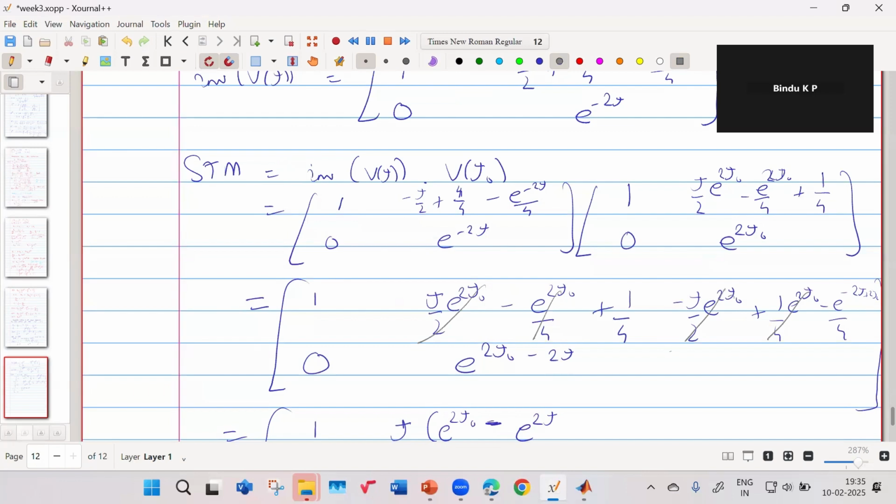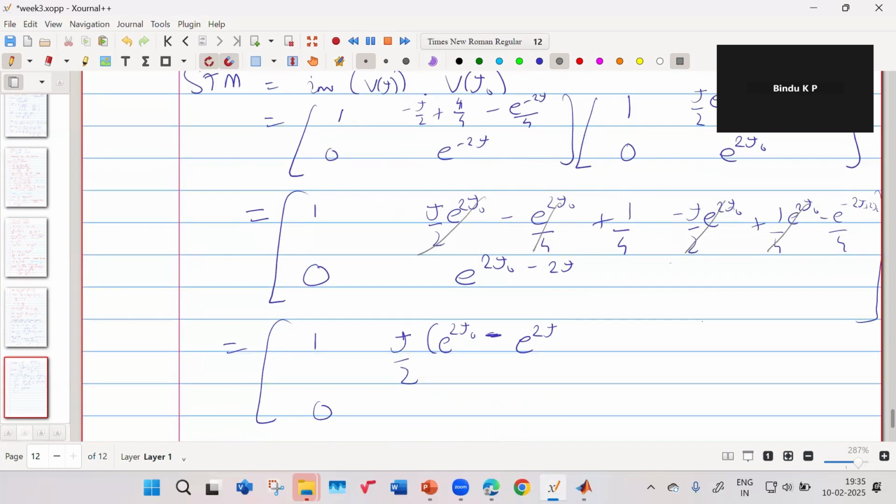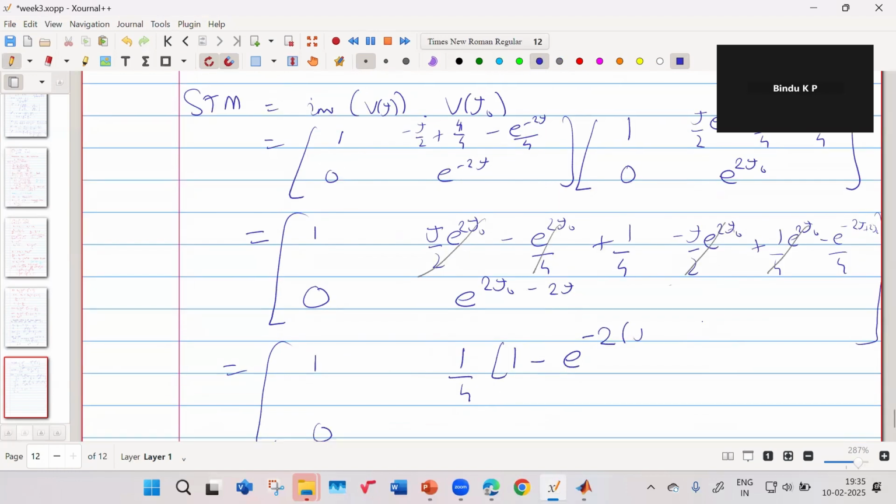How did this come? It is 1 into this. So 2 by 2 into e to the power 2 t0 minus e to the power 2t plus 1 by 4, plus e to the power 2 t0 into this. So this minus 2 by 2 e to the power 2 t0 plus 1 by 4 e to the power 2 t0 minus e to the power minus 2t plus 2 t0 by 4. Okay, so this gets cancelled, right? So it becomes 1 by 4, 1 minus e to the power minus 2 into t minus t0. Okay, so this is the matrix.